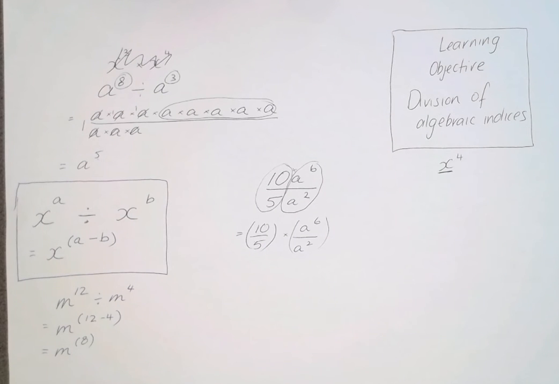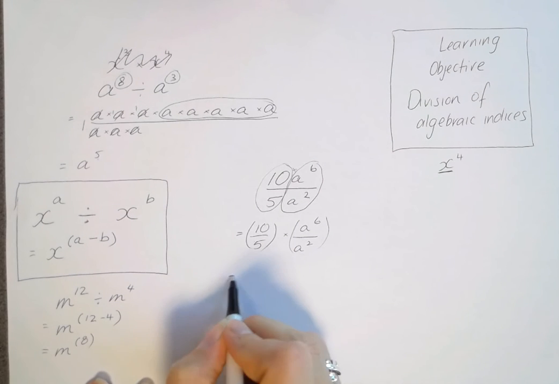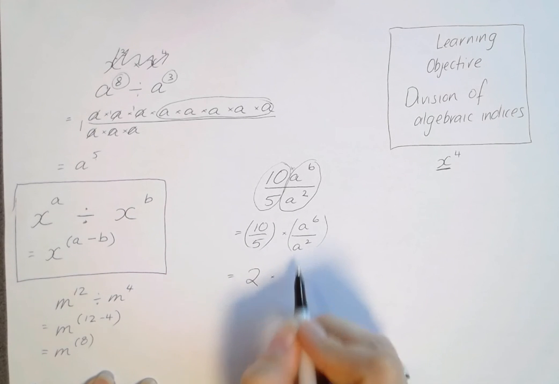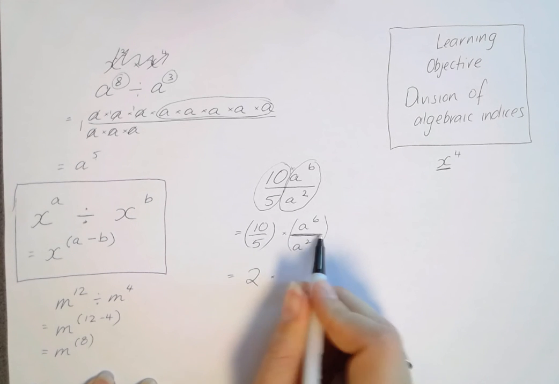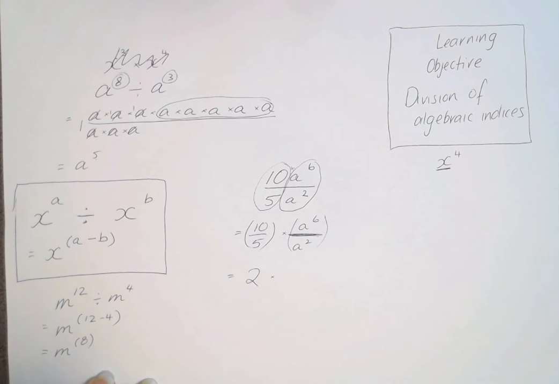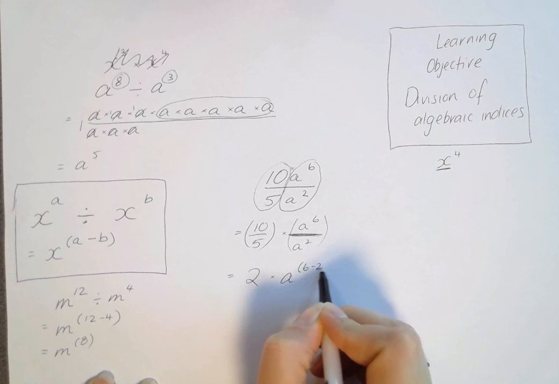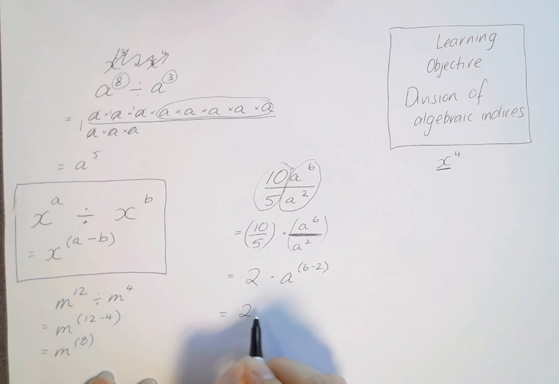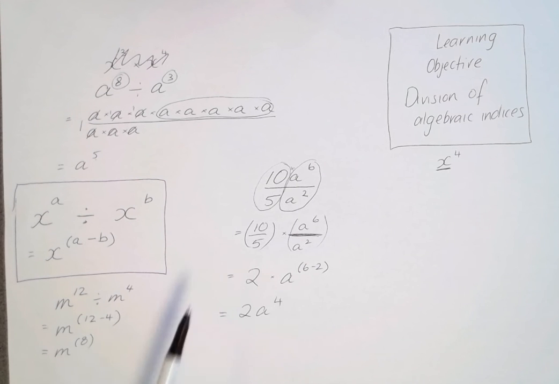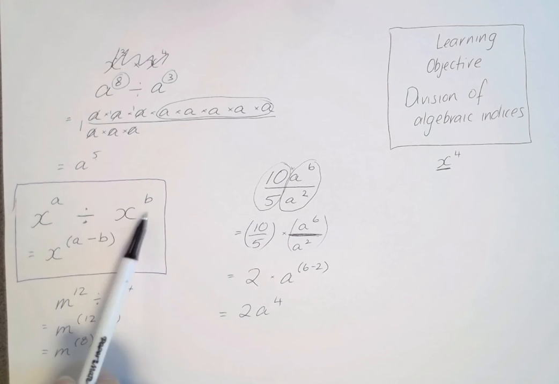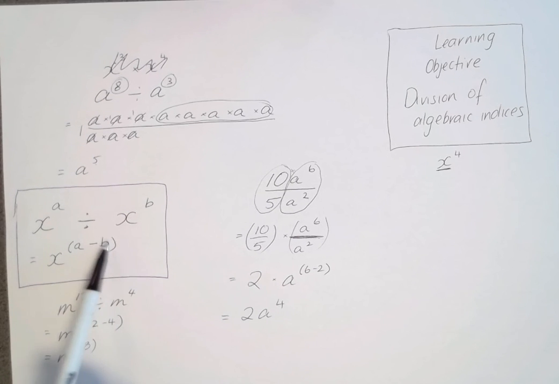So let's separate it so we can see how we have to work with it. We know that 10 divided by 5 is 2. And we know that if we are dividing something with the same base and indices working, then we have to subtract. So it will be 6 minus 2 as the power. So 2a to the power of 6 minus 2 would be 2a to the power of 4. So we've worked with our numbers, and then we've worked with our indices. Remember, if we are dividing algebraic terms with the same base, then we take their indices away.